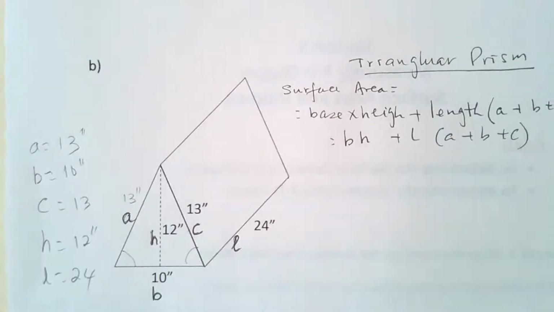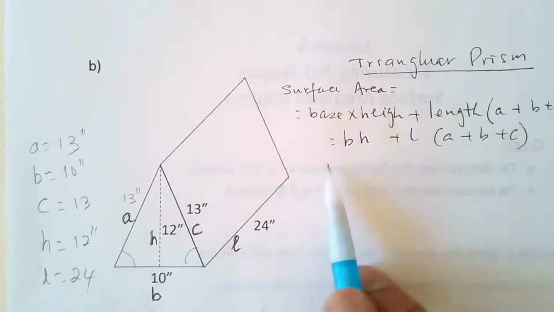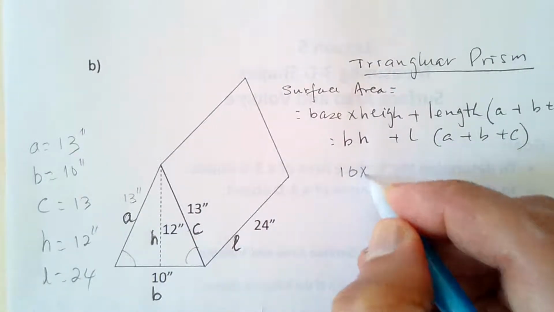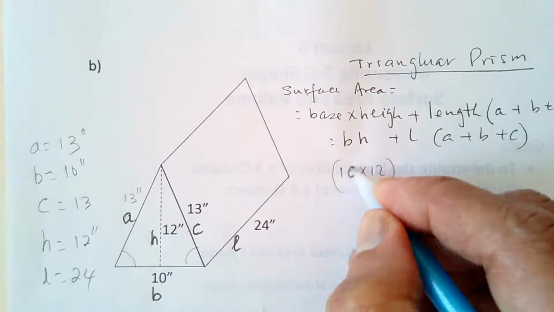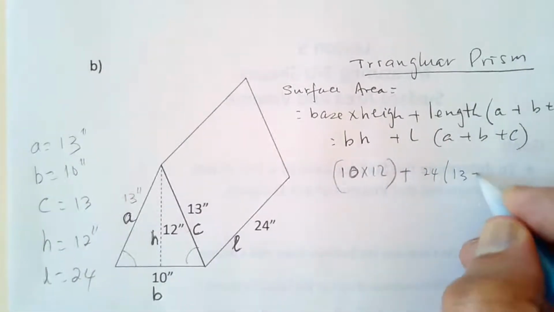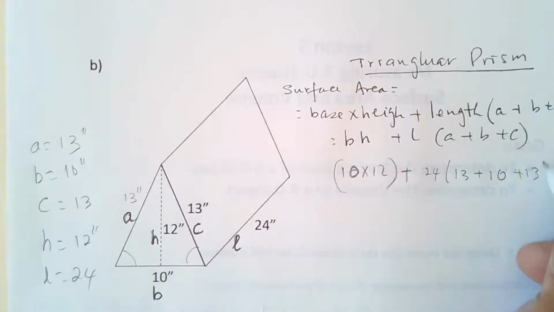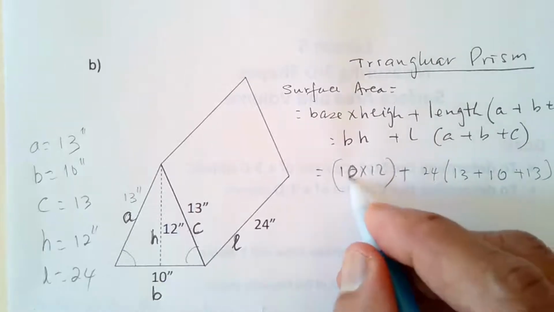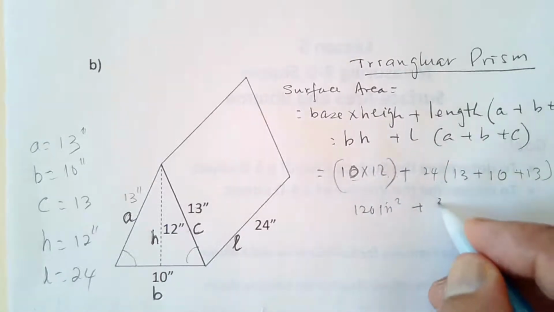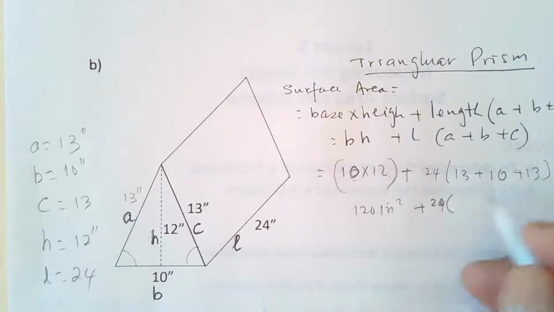We will use these values and replace the symbols or letters into our formula. So we have our base times height. So we have base is 10 multiplied by 12. I'll put it in brackets. Plus the length is 24, times A is 13 plus B is 10, and C is 13. Now we work these numbers. 10 times 12 gives me 120 square inches plus 24. 13 plus 10 is 23, 23 plus 13 gives me 36.